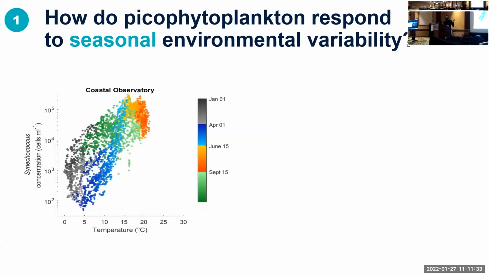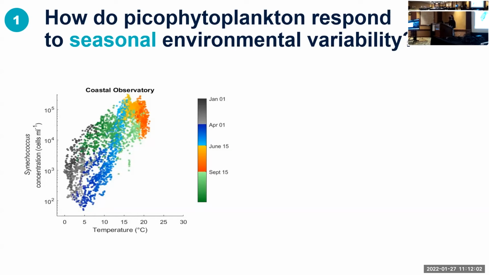Here's Synechococcus concentration against temperature, and it's on a log scale. And we'll go through the seasonal cycle, which is indicated by the colors. So starting with the early spring in dark blue at the bottom, we have low concentrations of Synechococcus. They undergo a dramatic bloom, reaching maximum concentrations in the early summer. And then there's a more gradual decrease in concentration back to winter lows. And this is a really nice pattern. These are daily averages.